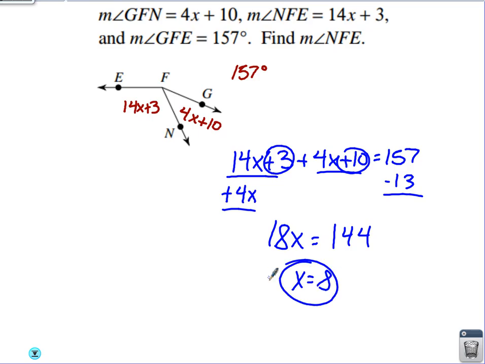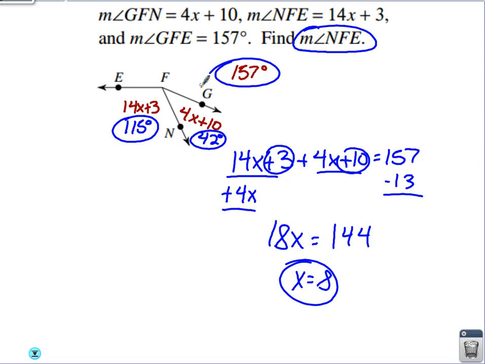We can always check it. If x is 8, 14 times 8, because look, it asks for the measure of NFE, it didn't ask for x. They want to know how big is NFE. Well, NFE is not 14x plus 3, it's 14 times 8 plus 3. 112 plus 3, I believe that's 115 degrees. And to go ahead and check it, plug it in everywhere. 4 times 8, 32 plus 10 is 42. If you add 115 and 42, you get 157.